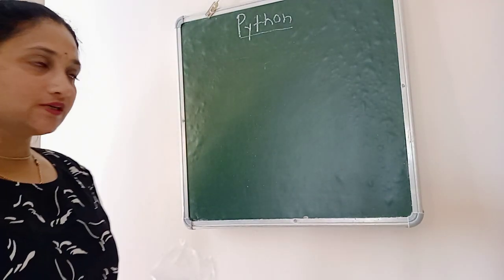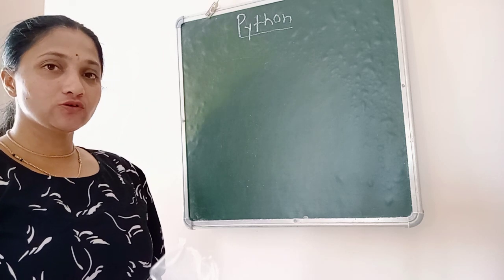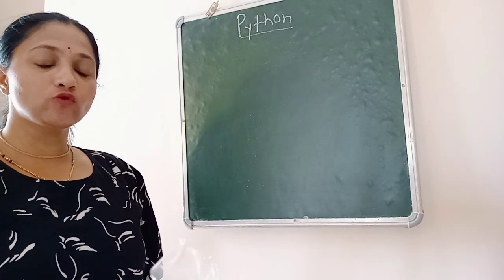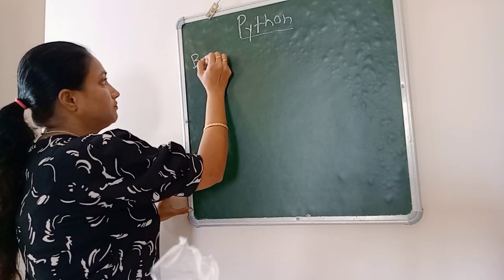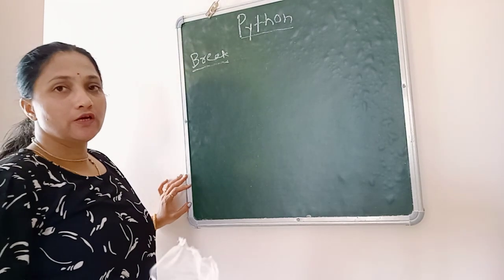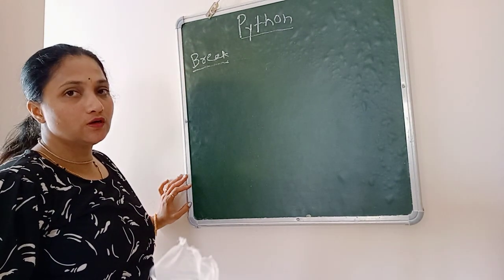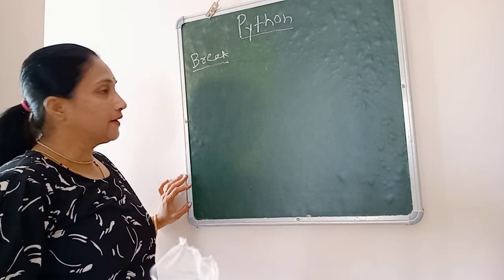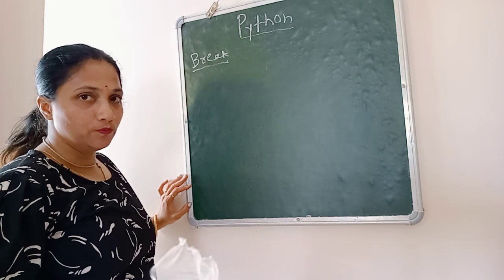In this video we'll be seeing Python program for break and continue statements. First we'll see what is break and what is continue. The break statement is generally used in loops. If some condition is met and you don't want to execute the loop further, you'll simply apply the break statement over there so that the control comes out of the loop.